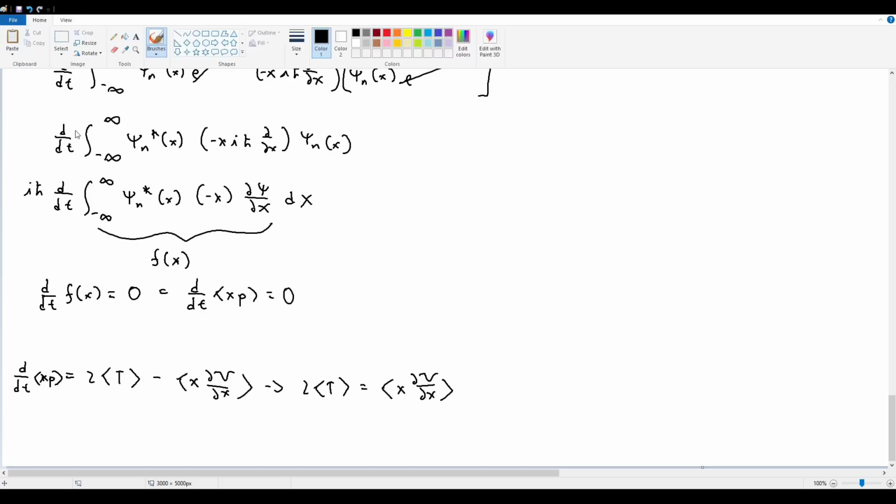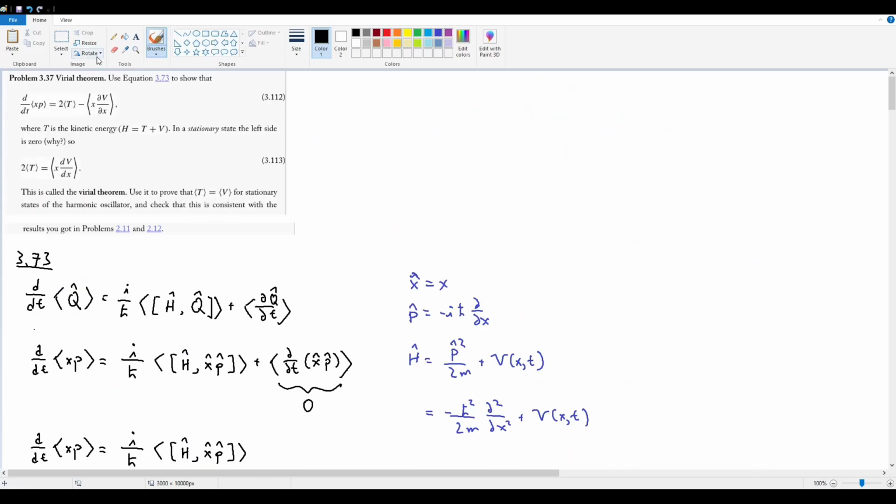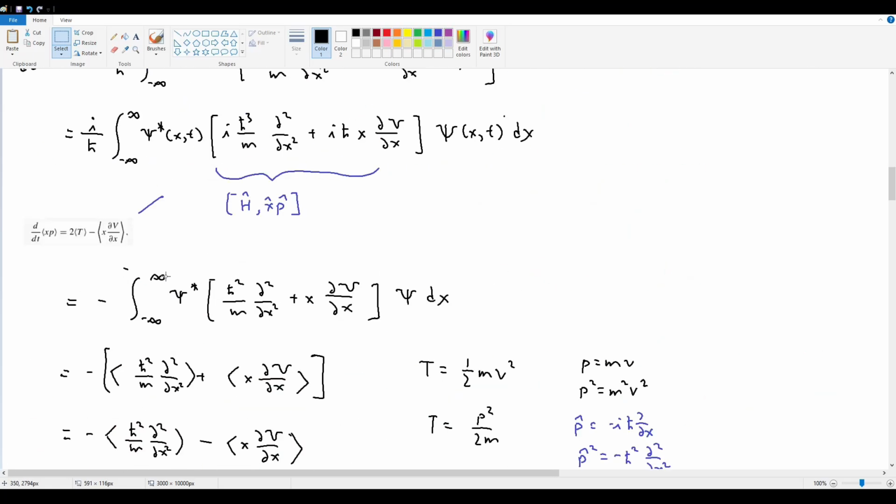Let me increase the size of my canvas really quickly. Okay, now the third part of our problem. So we have established the virial theorem, which is specifically true for stationary states. We want to use it to prove that the expectation value of T is equal to the expectation value of V for stationary states of the harmonic oscillator. And then furthermore, we want to check that this is actually consistent with the results that we got in an earlier set of problems, 2.11 and 2.12.